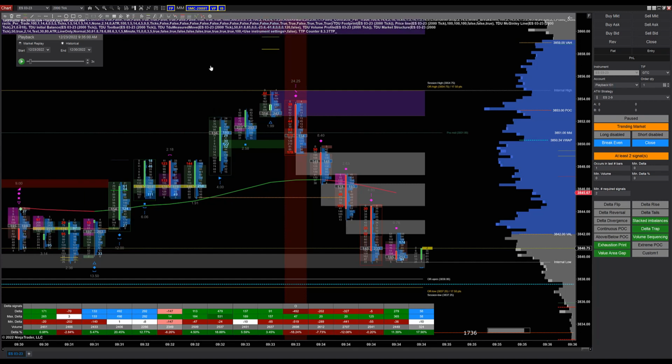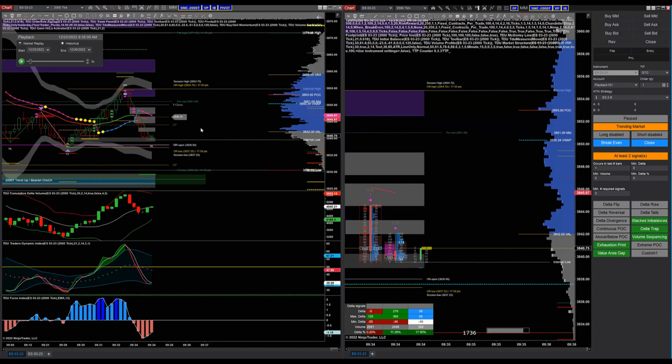So before I get into this and show you my settings and the way I have it set for this video, let me just pop over here, because I think it's really important to complement what you're looking at with your footprint chart with your traditional candlestick chart. It's a function of how much screen real estate you have, right? So I actually wouldn't do it this way.